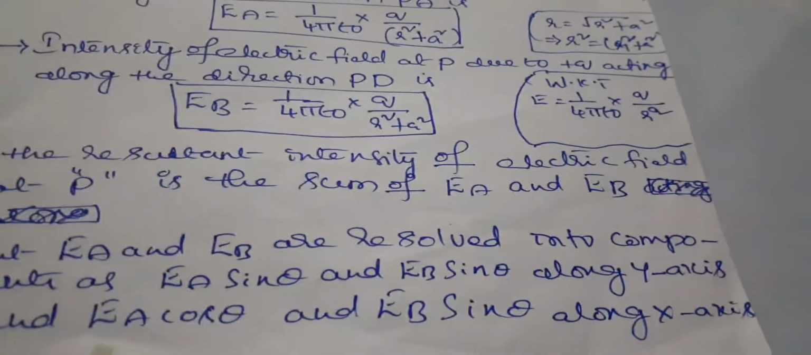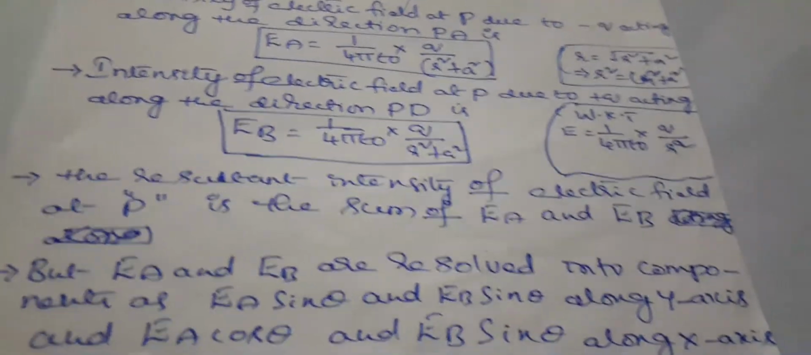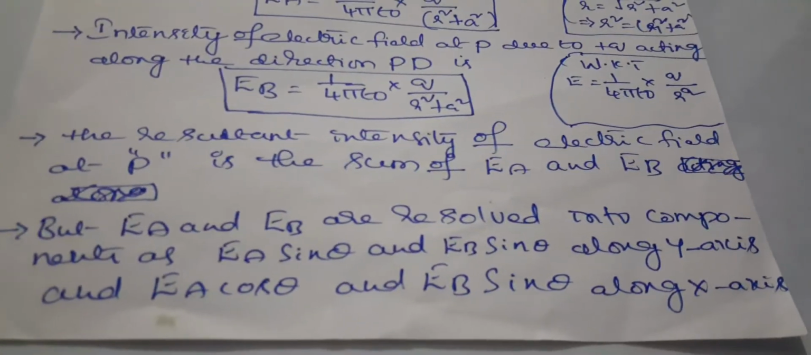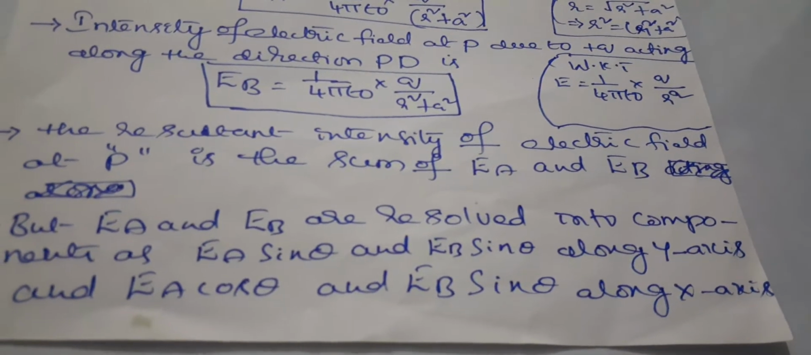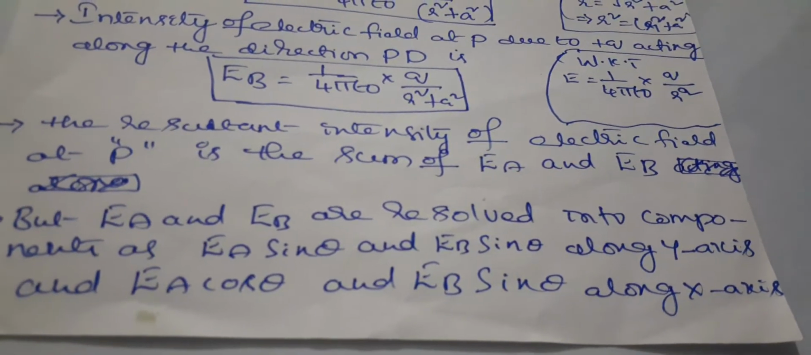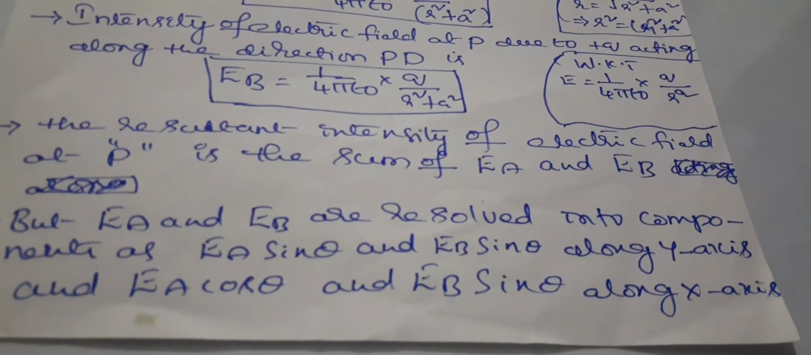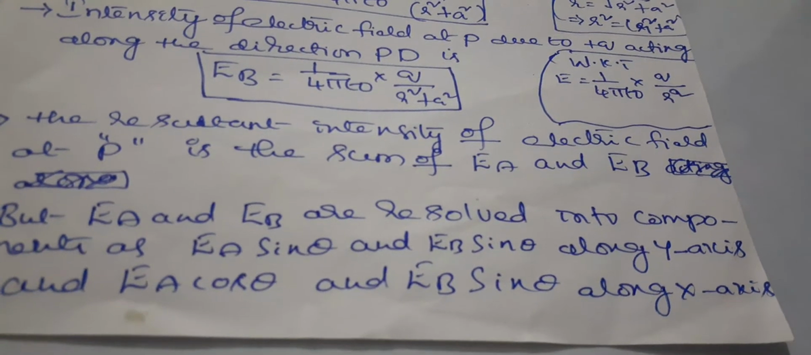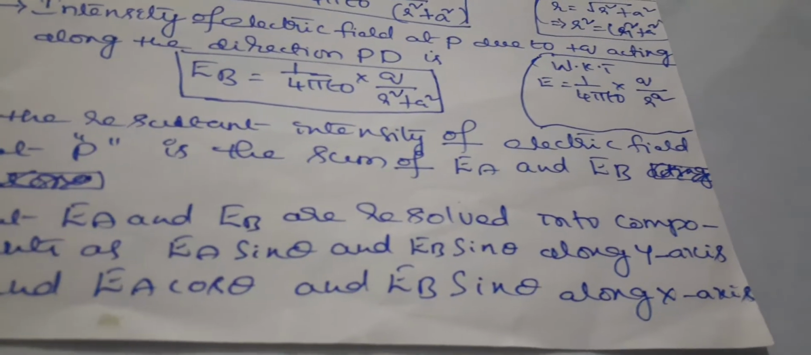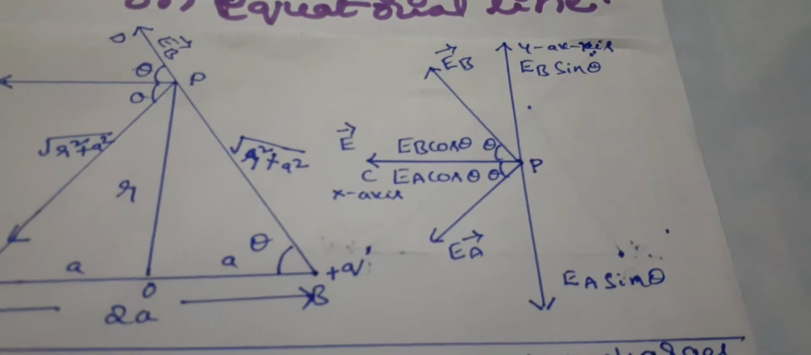So the resultant intensity of the electric field at P is the sum of EA and EB, but EA and EB are resolved into two components, that is along the y-axis and x-axis. So EA and EB along the y-axis are resolved into EA sin theta, EB sin theta, and along the x-axis EA cos theta and EB cos theta. You can see this resolution of these components in the figure.